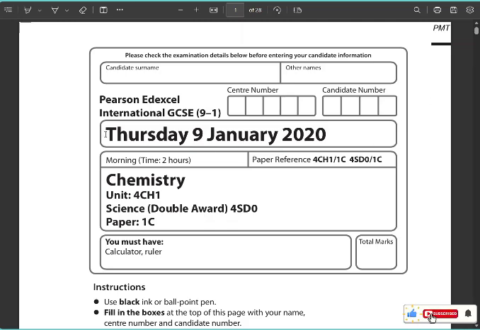Today we will discuss the paper from Thursday 9 January 2020 about Chemistry Unit 4CH1 Science Double Award, SDO Paper 1C.